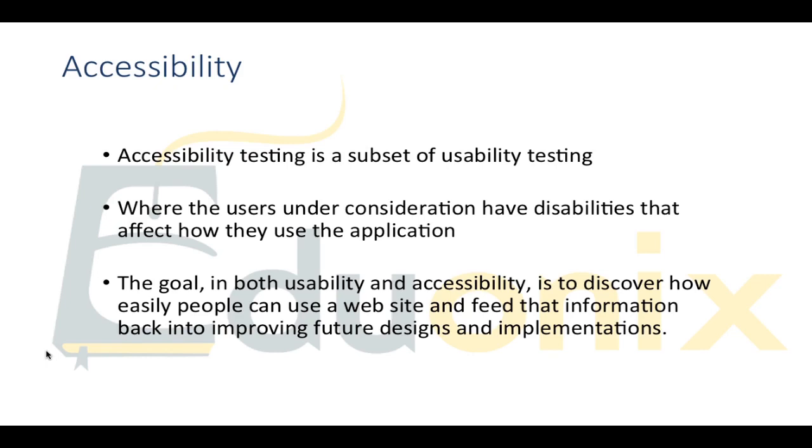So as the final point says here, the goal in both usability and accessibility is to discover how easily people can use the website and feed that information back into improving future designs and implementations. If you knew something didn't work on your first release of your website or your application, there is absolutely no point at all in including that in the second release. You may as well use a release schedule to make good improvements, to fix issues that you've discovered with the first release. Accessibility testing should be top, if not one of the top priorities.